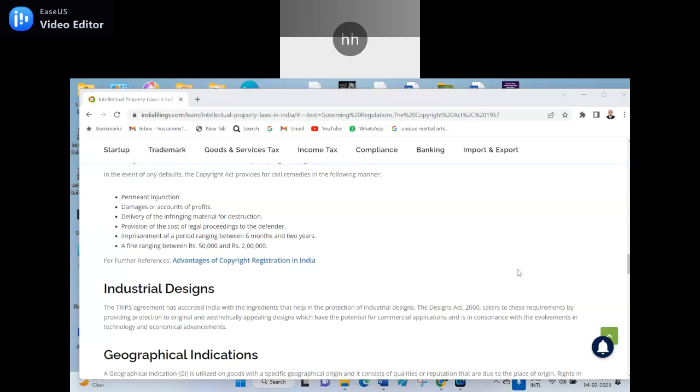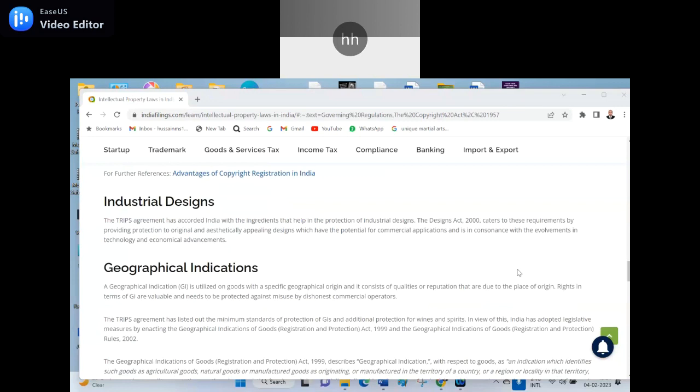Anyway, let us see as far as industrial designs are concerned. The TRIPS Agreement has accorded the ingredients to help the protection of industrial designs. So the Designs Act was made in 2000 and it caters to this requirement by providing protection to original and aesthetically appealing designs which have the potential for commercial application, in consonance with the evolvements in technology and economic advancements.